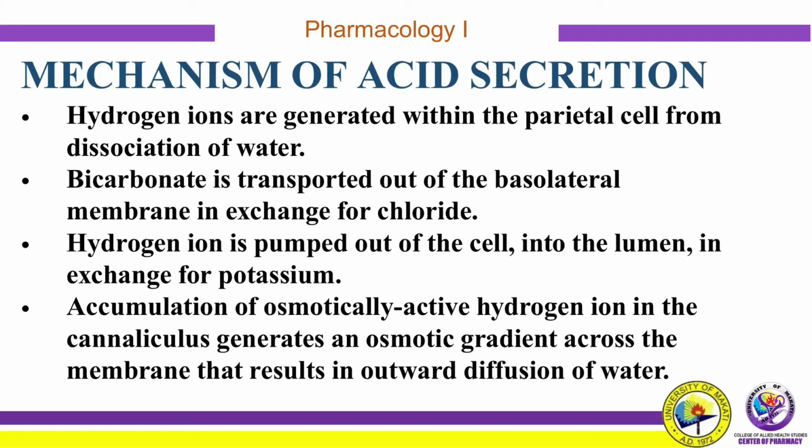This process serves to maintain cellular pH in the parietal cell. Chloride and potassium ions are transported into the lumen of the canaliculus by conductance channels, and are necessary for secretion of acid. Hydrogen ion is pumped out of the cell into the lumen in exchange for potassium through the action of the proton pump. Potassium is thus effectively recycled.